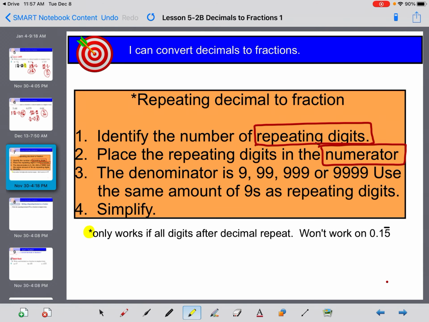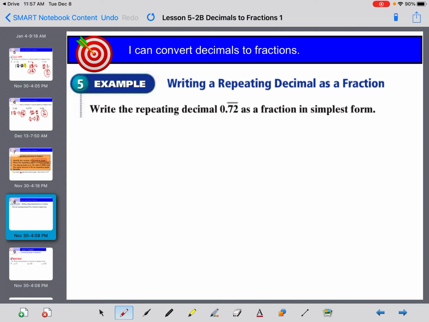Now, here's a little note. This only works if all of the digits after the decimal repeat. It will not work on 1500ths with only the 5 repeating. If it has a part of the decimal that doesn't repeat, then this method doesn't work. And there's another more advanced method that you will learn. That method, however, is beyond a 7th grade standard, and you will not encounter any of those problems throughout 7th grade math. So we'll save that for you to learn in future math courses.